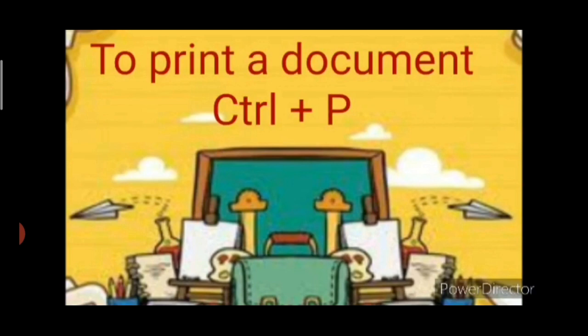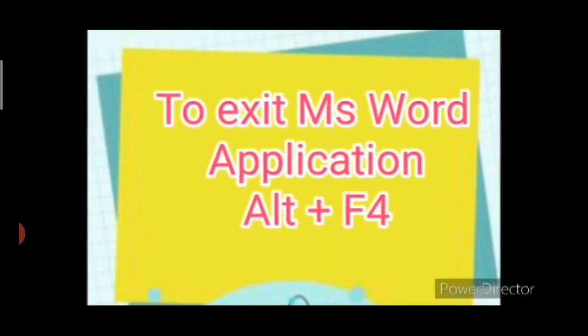Whatever document you have made in your computer or your Word, you can print that document by using the Control plus P button. Now, if you want to exit from the MS Word application, you have to use Alt plus F4. These two buttons are present on your keyboard, so you have to press the Alt button and F4, the function button, at the same time.